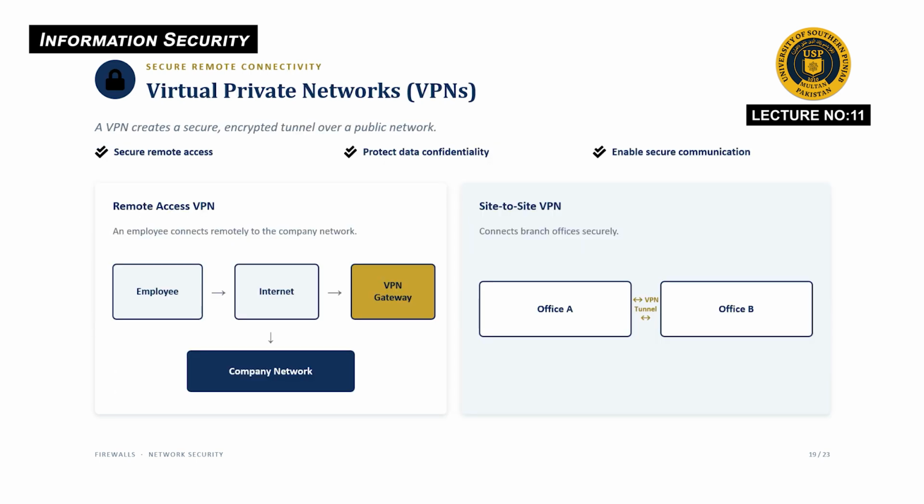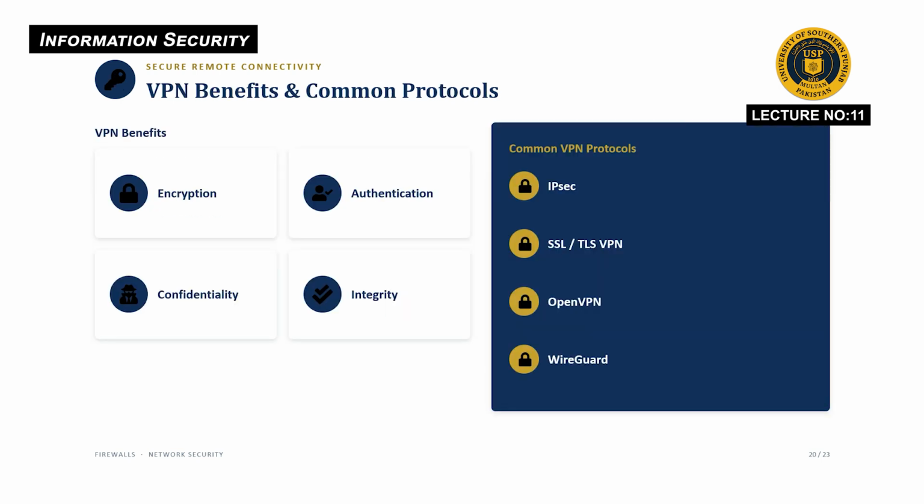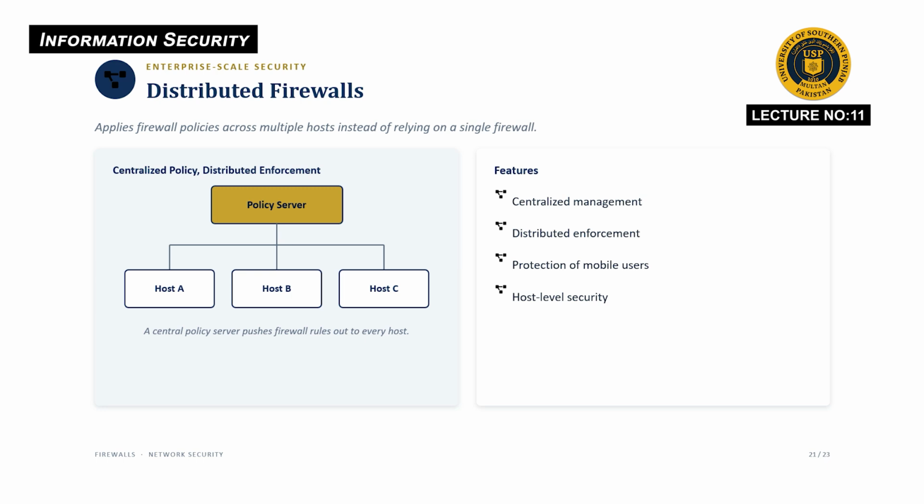Virtual private network. A VPN creates an encrypted connection over a public network. It allows employees to securely access company resources remotely and also connect branch offices securely. VPN benefits and protocols. The main benefits of VPN are encryption, authentication, and integrity. Common VPN protocols include IPsec, SSL, TLS, OpenVPN, and WireGuard.